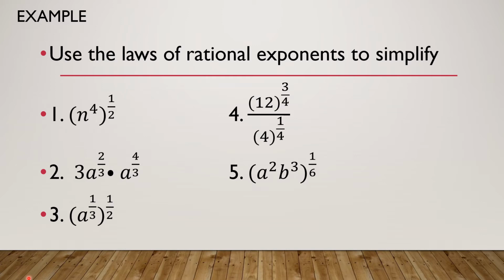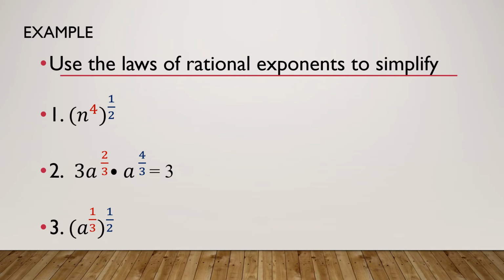So let us have an example. Use the laws of rational exponents to simplify. We have these following examples. So let's simplify the following. These are the solutions. Number 1, n raised to 4 raised to 1/2. In this case, we are going to use the power of a power rule. So we are just going to copy the base n, then multiply the exponent.